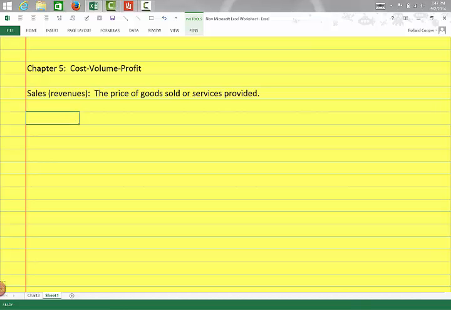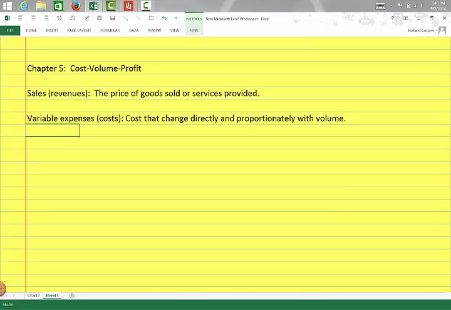Now let's take a look at two types of cost or two types of expenses. The first one being variable expenses, sometimes called variable cost. And variable expenses or variable cost are costs that change directly and proportionately with some measure of volume. And for right now, our measure of volume will just be sales.